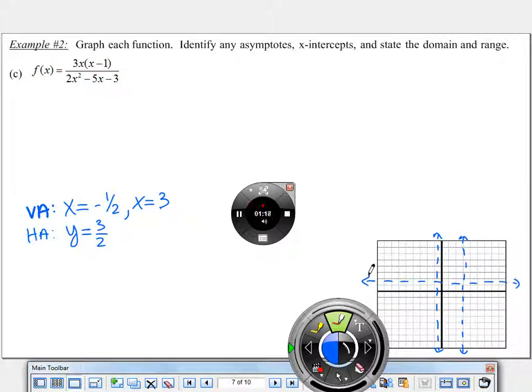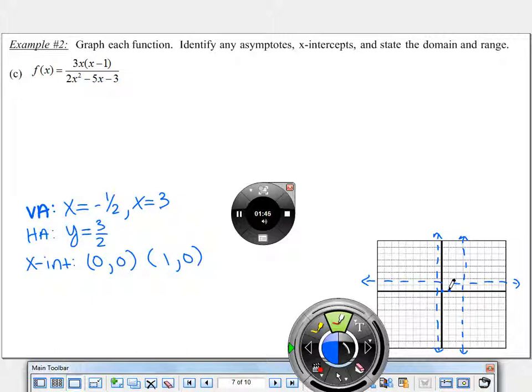All right, and then what were our x-intercepts? 0, and what else? Okay, and that came from setting the numerator equal to 0. Each of those factors gave us 0, and remember, these are points. These are not asymptotes or equations of lines, and so that meant we had a point here at 0, 0, and a point at 1, 0.